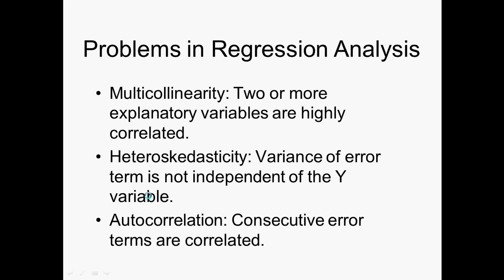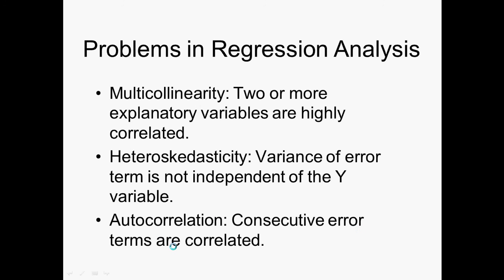Heteroskedasticity. The methods that we've used so far tend to assume that the error term is the same regardless of what the y variable is. If you want to correct for heteroskedasticity, you have to use a slightly different regression methodology, so that's something to look out for as well.